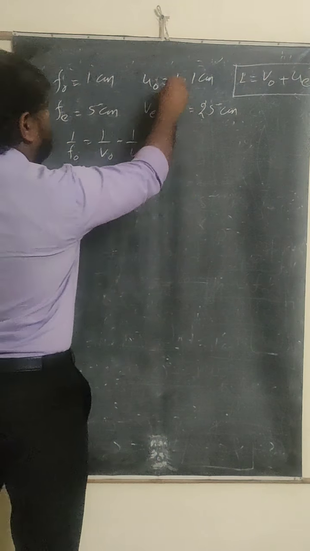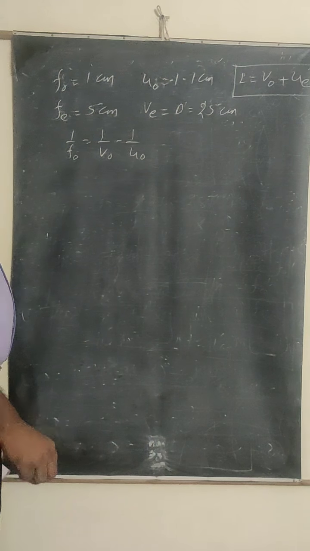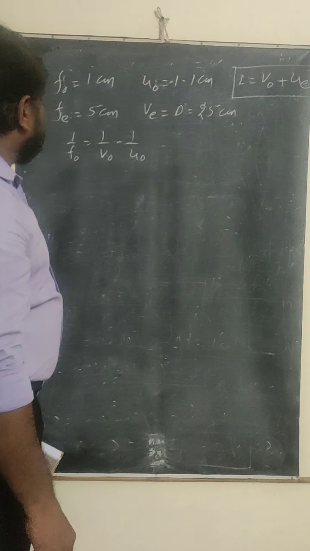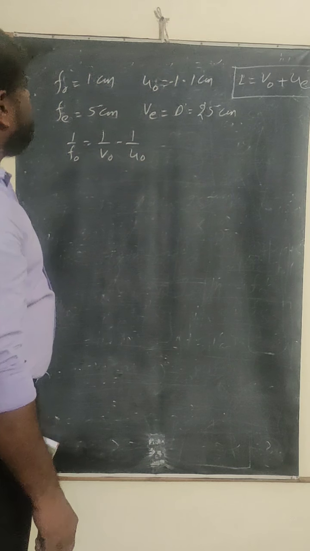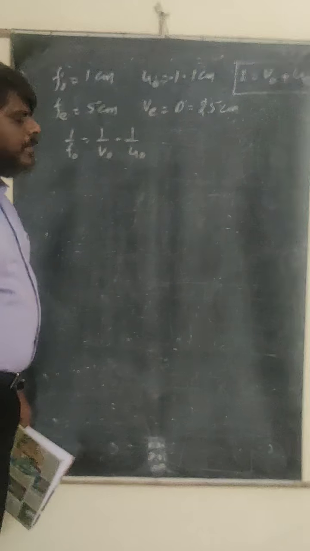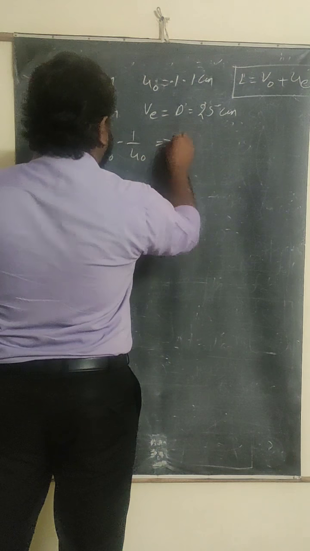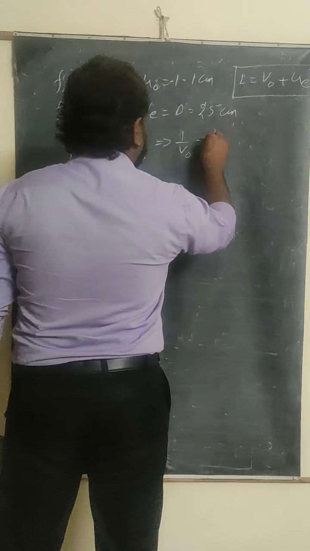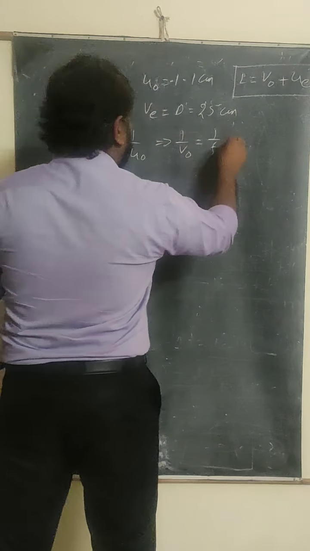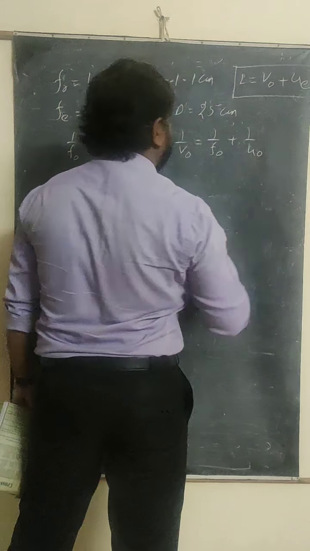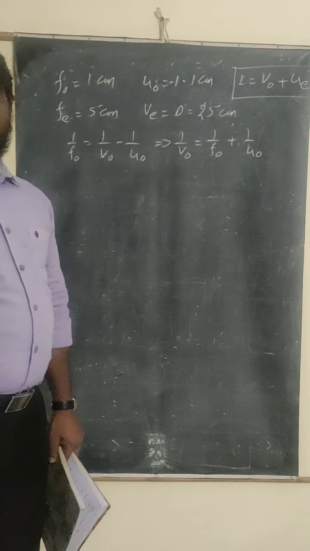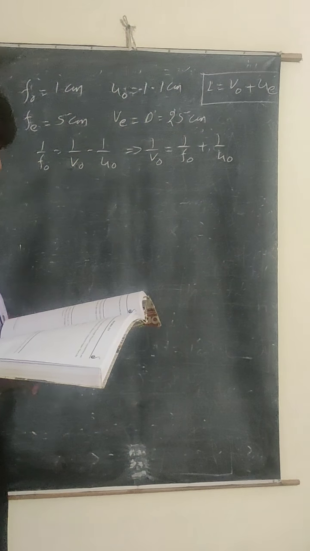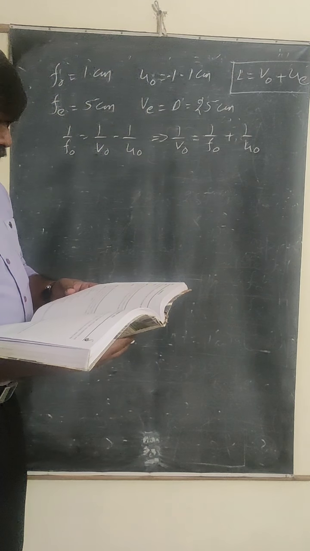Because the object distance, whatever it may be, we have to take the negative sign: minus 1.1 centimeters. So when you substitute these values, what do we have to find out? We have to find out the V naught value. So 1 by V naught is equal to, it goes to this side, it becomes plus, 1 by f naught plus 1 by U naught. And you need to substitute the given values here.